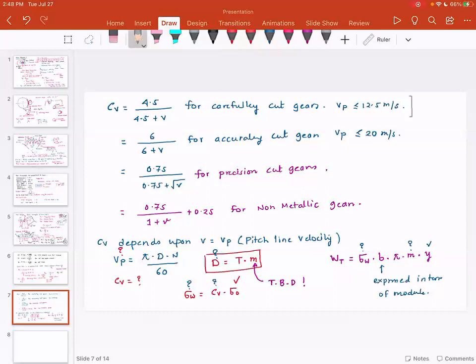So we will use this value of CV and carry out the calculations, find out the module, and then check if our assumption is correct or incorrect. If our assumption is incorrect, then we go back and make modifications to update the design parameters. As we talked about earlier, the design process is an iterative process.